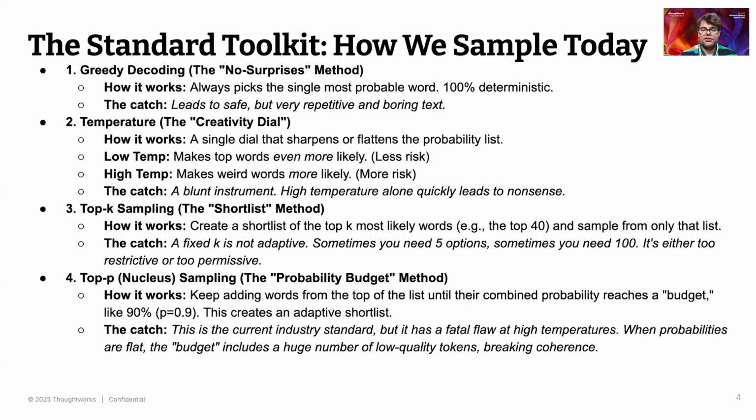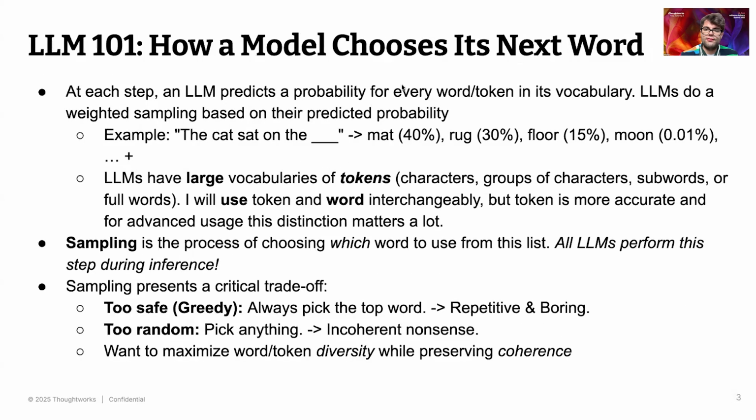But top K is simple. It just says, okay, at every time step, if top K is top 5, K is 5, then we only allow you to sample from the 5 most likely continuations with their probability. So in this case, it would be mat, rug, floor, moon, and then whatever the next one is, which would be 5 words out of a vocabulary of potentially hundreds or hundreds of thousands of words.